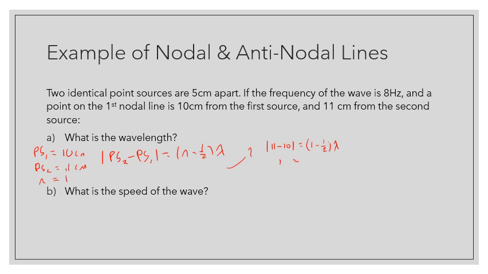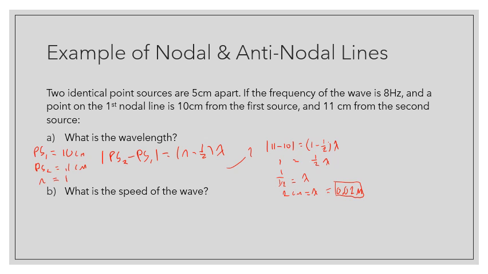So 1 is equal to 1/2 lambda. So 1 divided by 1/2 is equal to lambda. So 2 centimeters is equal to lambda, which is equal to 0.02 meters.